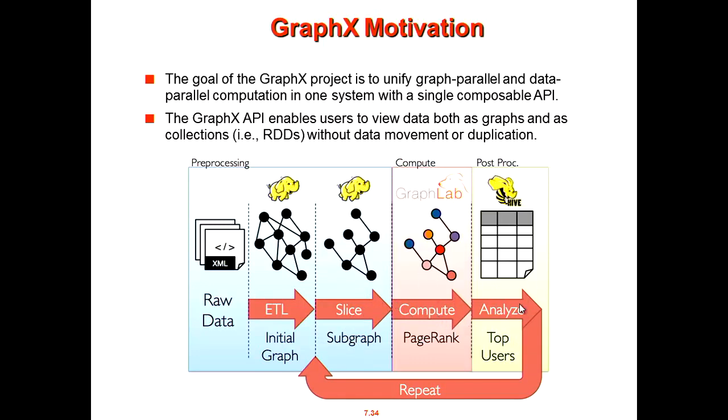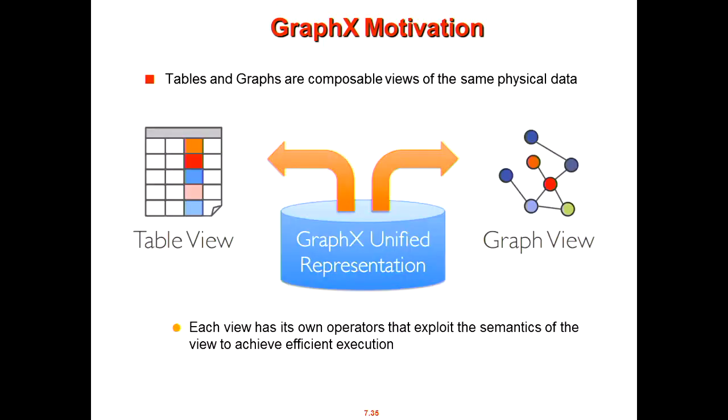Next, according to the PageRank results, you can create different tables, such as a ranking, top users, and top pages, and based on the table, you can do some other tasks. You can also repeat: use the table to create a new graph for processing. In this whole procedure, both types of operators are very useful. Tables and graphs are composable views of the same physical data in Spark GraphX. This is a unified representation: the same data, and it depends on what kind of problems you want to solve.